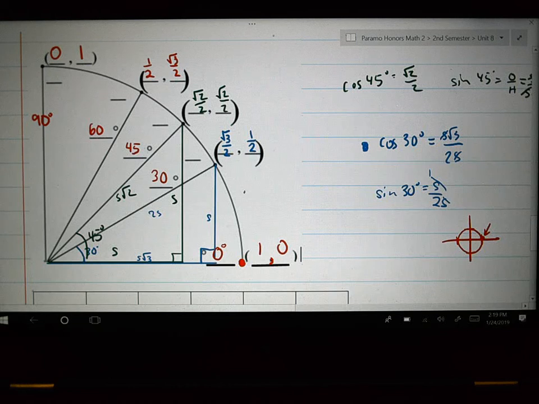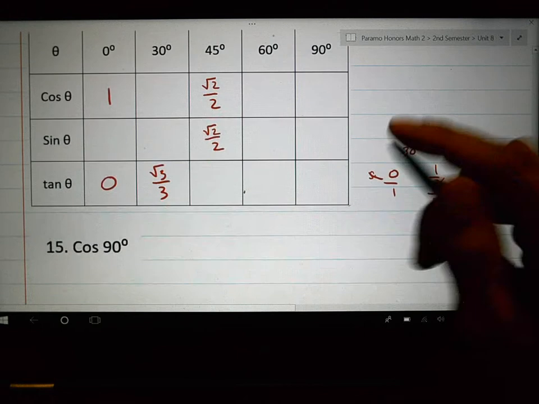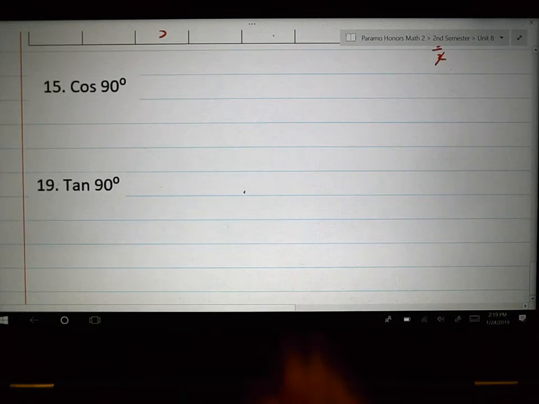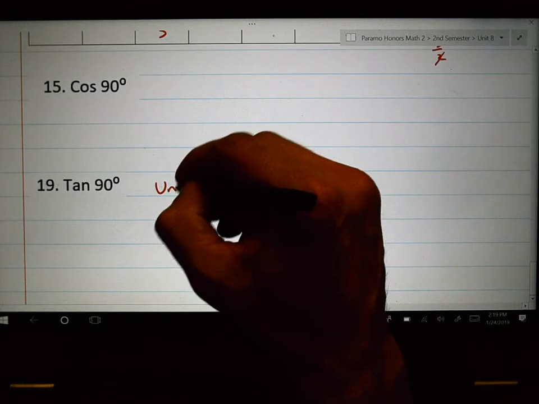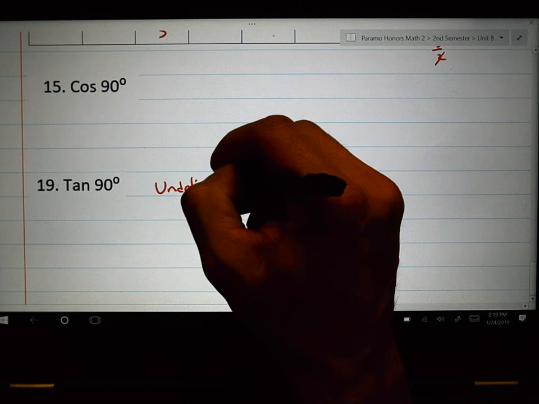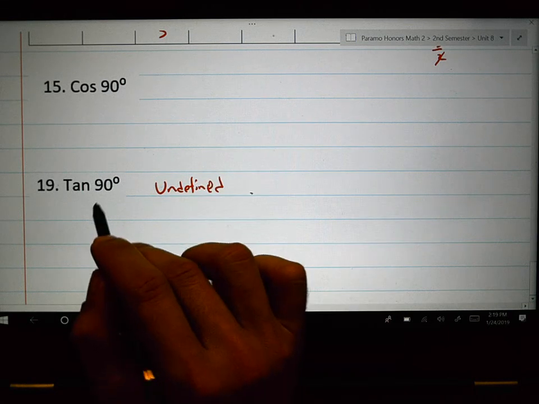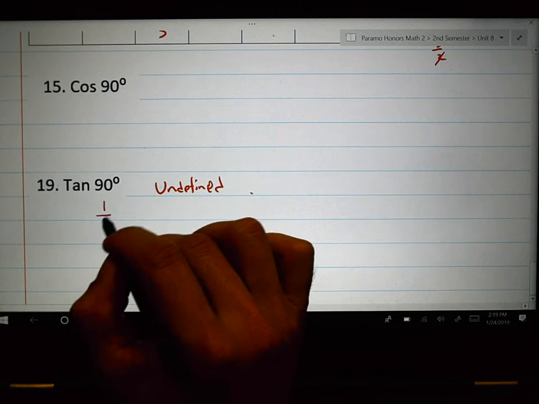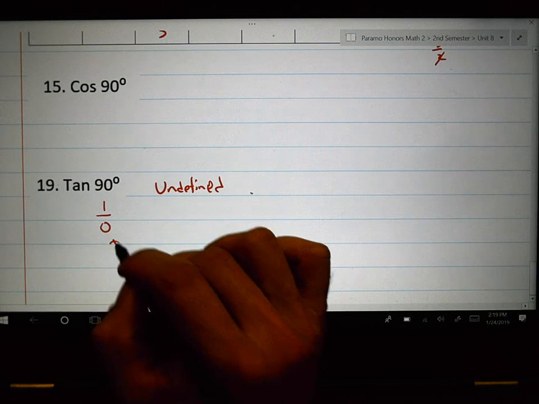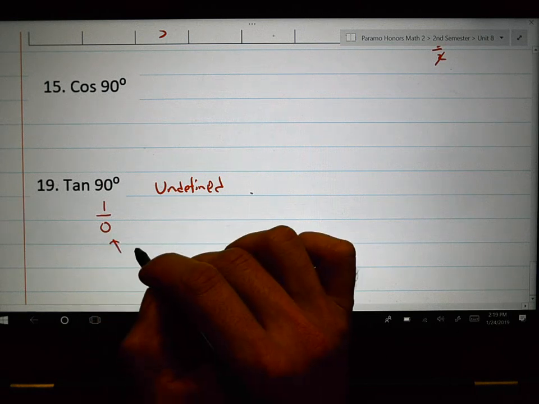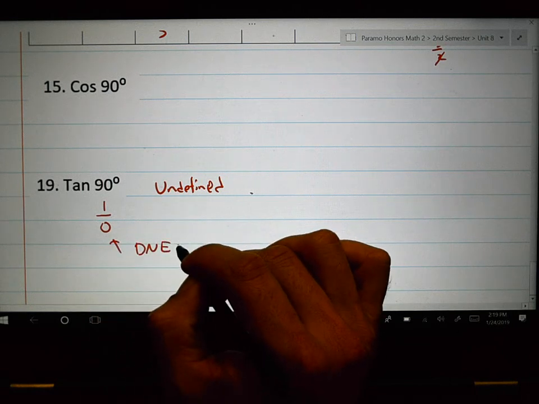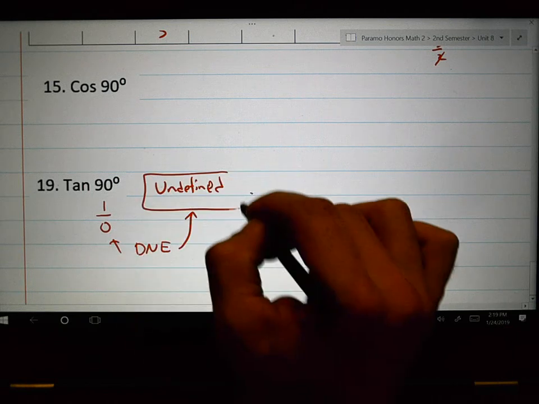Yes, sir? So is the tangent of 90 undefined because 1 divided by 0 is undefined? That is correct. As a matter of fact, that's why number 19, I have it chosen. It is undefined. 90 degrees would be 1 divided by 0. Division by 0 does not exist. Because it does not exist, we're going to write that it is undefined.